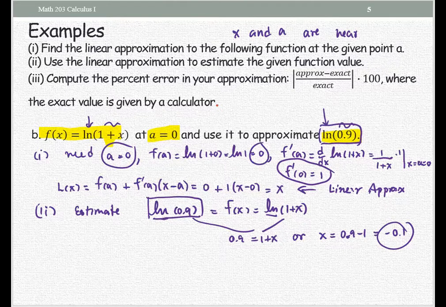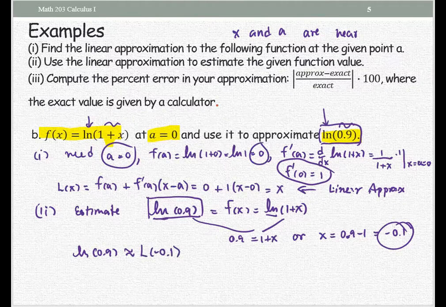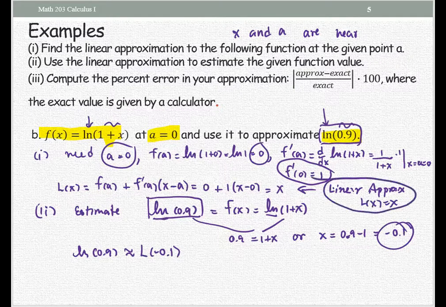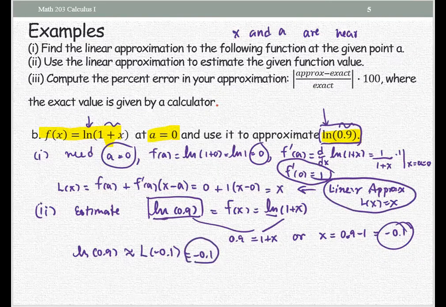So we're going to need to use x equals negative 0.1 for this problem. That means the natural log 0.9 will be approximately equal to the linear approximation at x equals negative 0.1. And the linear approximation is the equation L(x) equals x. That's easy enough. L of x equals x, so the approximation of this natural log 0.9 is negative 0.1. And that's the answer for part 2 of this problem.